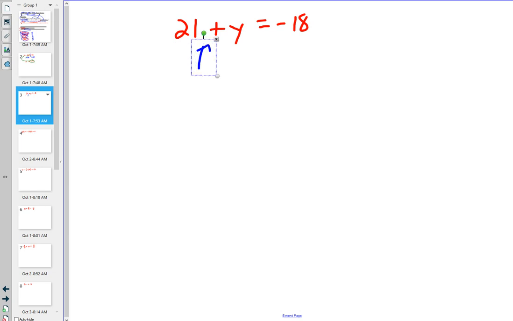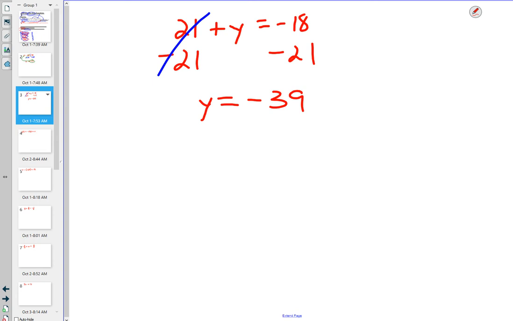And if I want to get rid of it and I do the same thing to both sides, I don't just move the 21 magically with my mathematician powers. I subtract 21 from both sides. You're only going to have to really subtract on the right side because all that happens on the left is that they cancel out. Yes, negative 18 minus 21 is negative 39. Any questions?